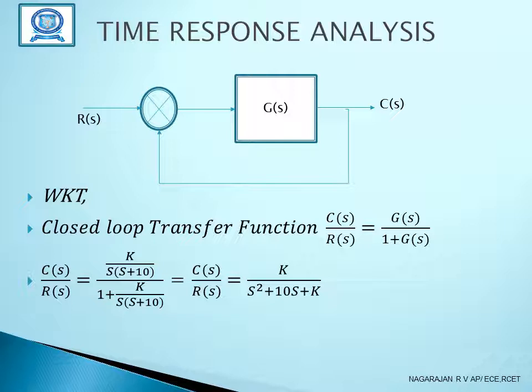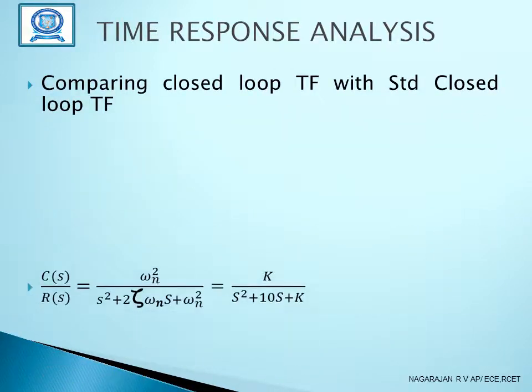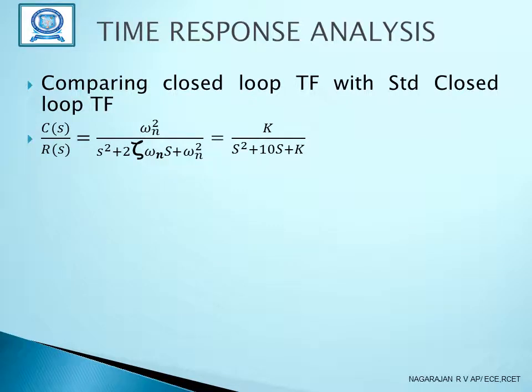Okay. So first of all, we need to calculate the K value at the damping ratio zeta equal to 0.5. Now we can compare this closed loop transfer function with our standard closed loop transfer function of a second order system. The standard closed loop transfer function for a second order system, C of s divided by R of s, is equal to omega n square divided by s square plus 2 into zeta omega n s plus omega n square. This is the standard closed loop transfer function for a second order system.